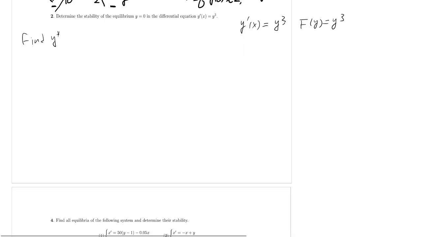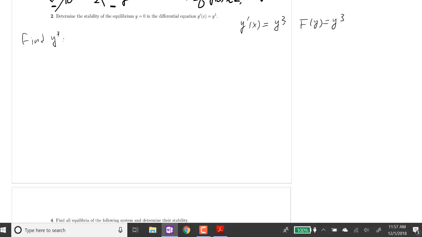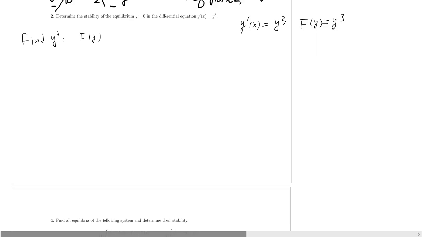y star, the equilibrium. That means we set f of y to 0. So we have y cubed is equal to 0, then the only solution we have is 0. Okay. So that's how we find an equilibrium. And then we take the derivative of f of y, and then we have 3y squared. Derivative with respect to y over here.